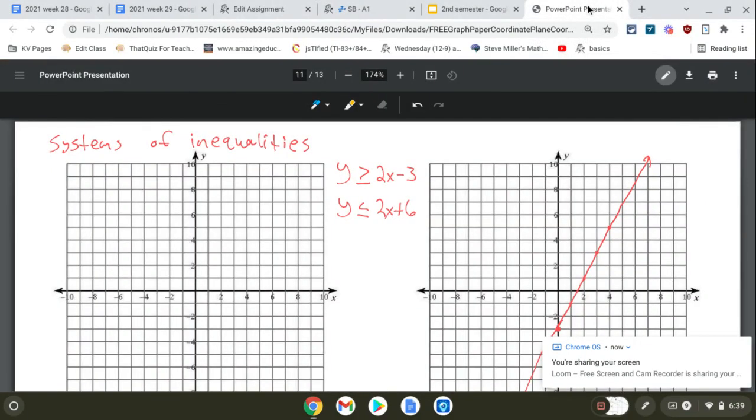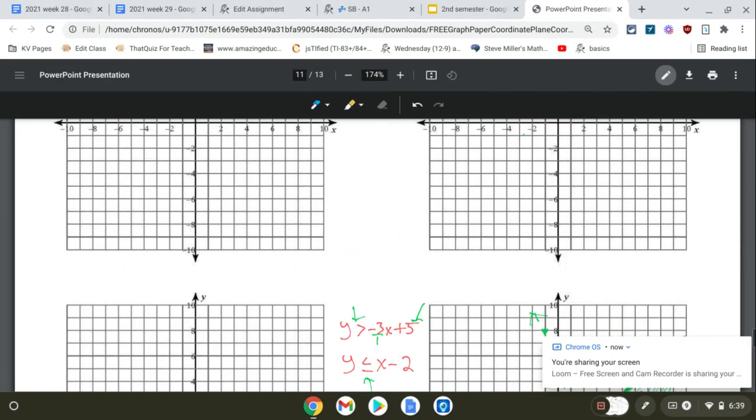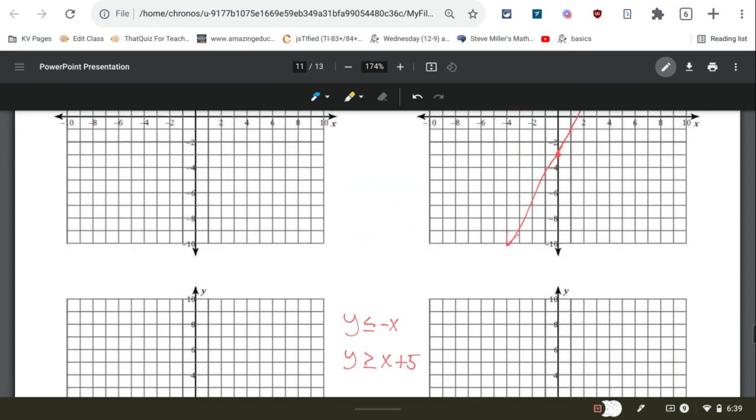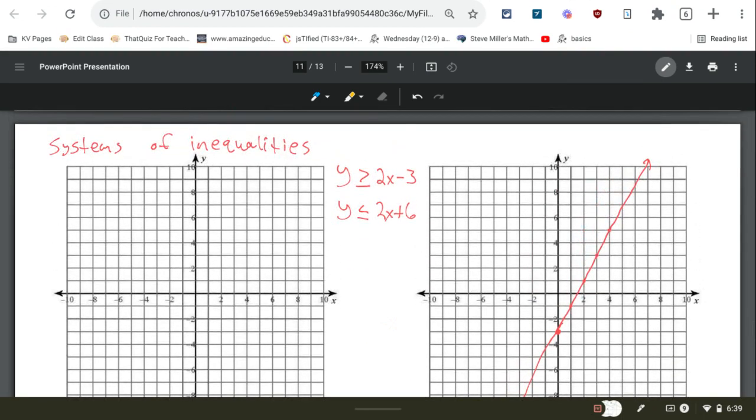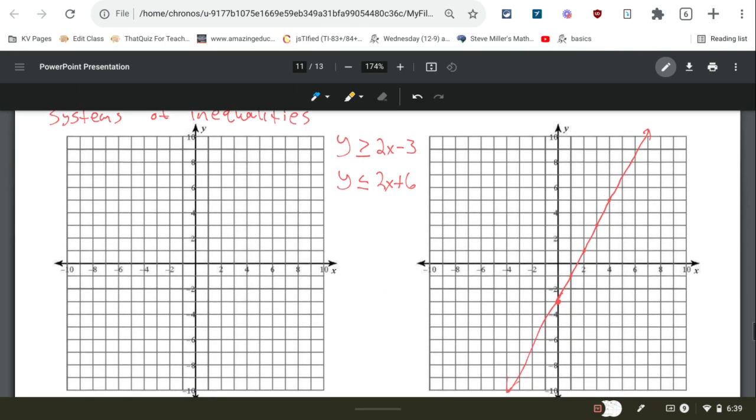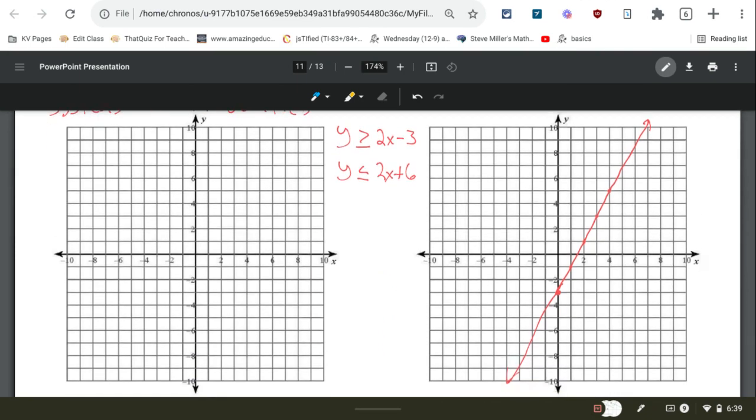All right, so I wanted to look at a couple of special case scenarios for these systems of inequalities. I've already got the first one, the top one, graphed here. We started at -3, and then we went up 2 over 1, over and over. And then the other one is going to start off at 6, and it's going to do the same thing, up 2 over 1.